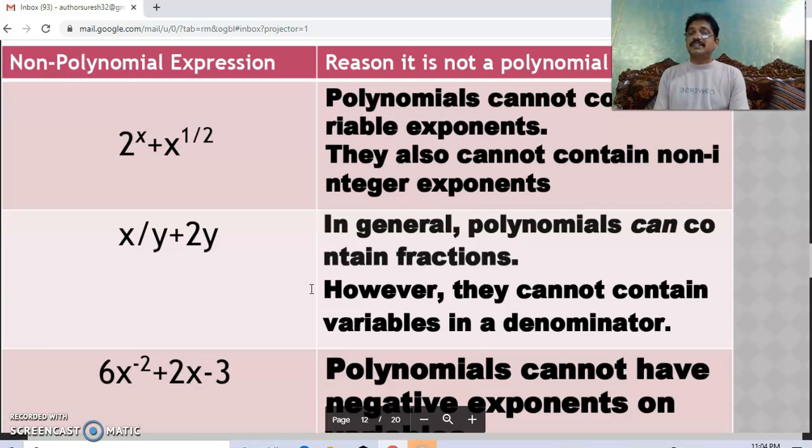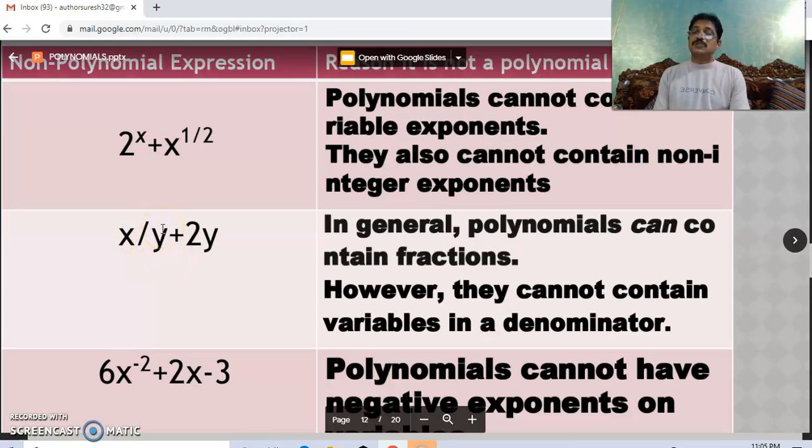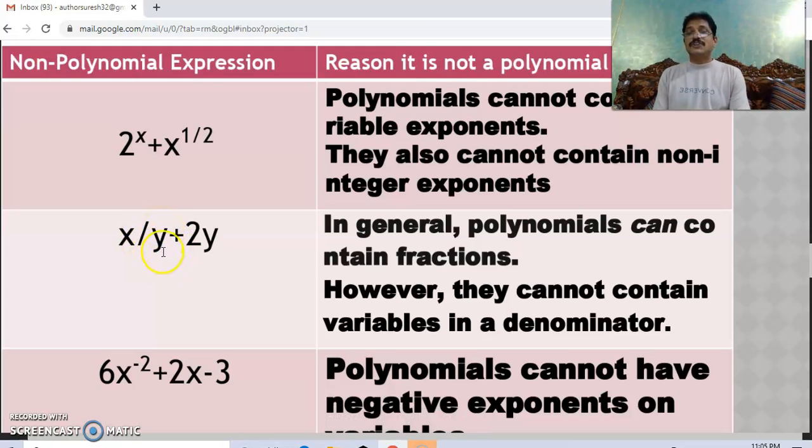Now come to one more example, x/y + 2y. In general, a polynomial can contain fractions, maybe the coefficients may be fractions, but the variable should not be in the denominator. In x/y, y is in the denominator. So if the variable is in the denominator, it's not a polynomial.